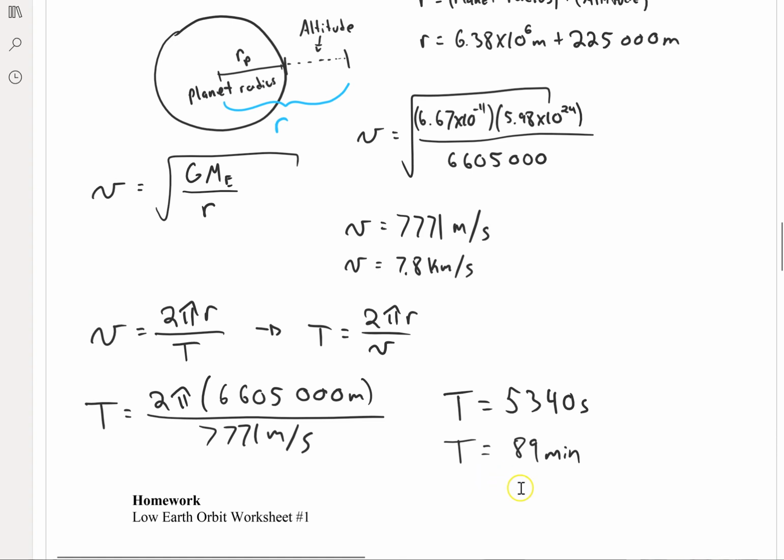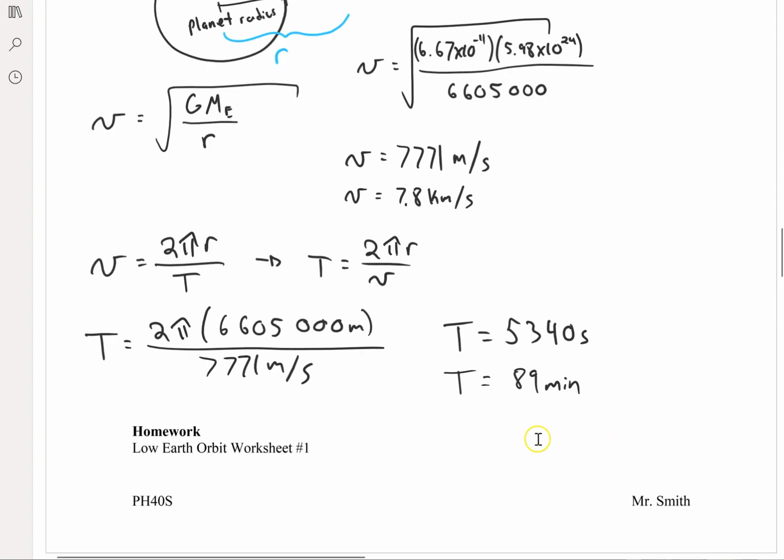which is really fast. So if you ever look up in the night sky and you see something going across the night sky really quickly, odds are that is a satellite in low Earth orbit. And there is actually an ever-growing number of satellites in low Earth orbit.